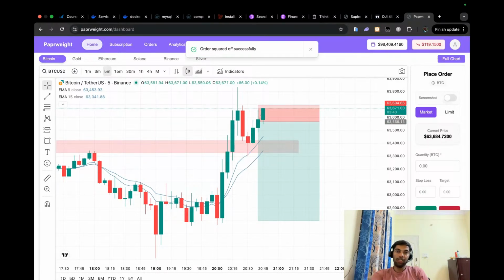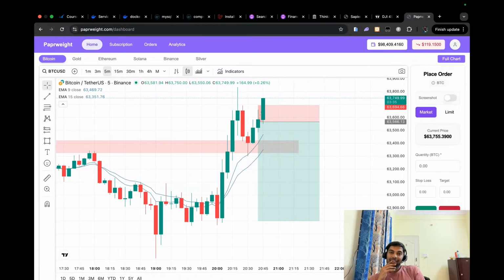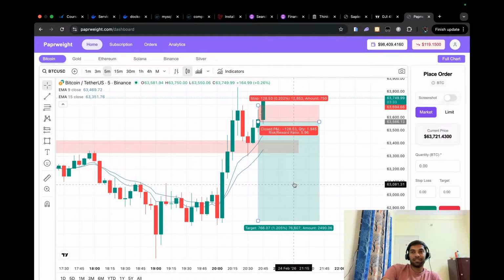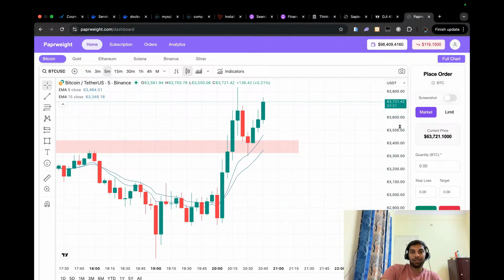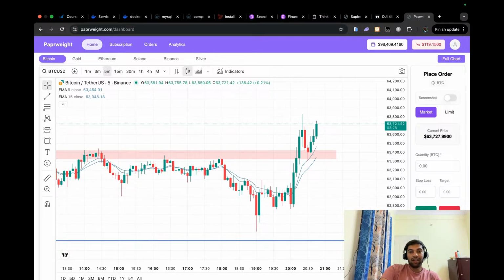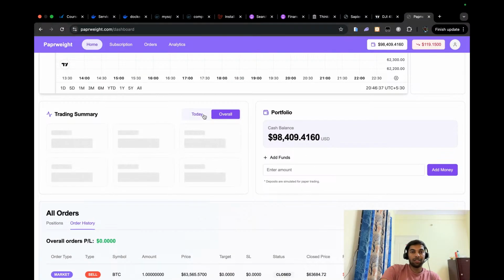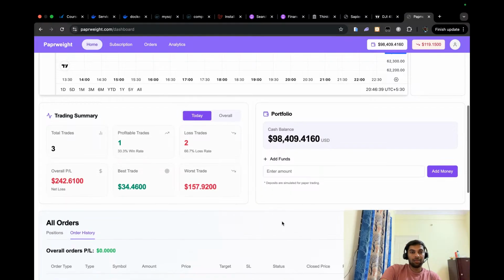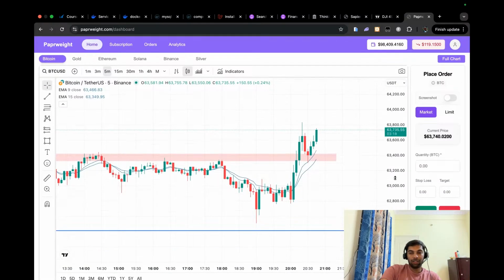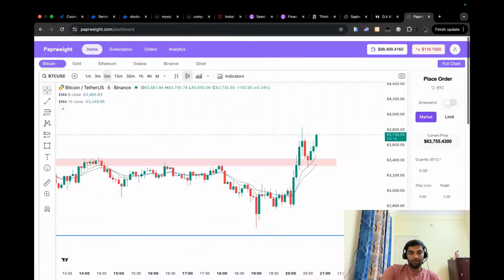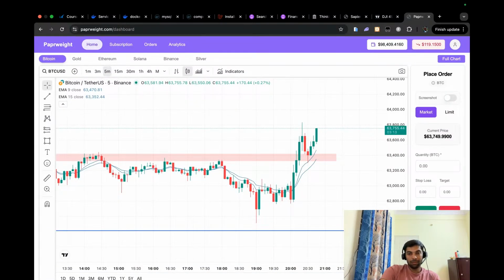Okay, so we reached our stop loss again. Okay, nice. So we traded two trades. I will count it as two trades only, but it didn't work out our way. I think today my psychology is not matching with the market.